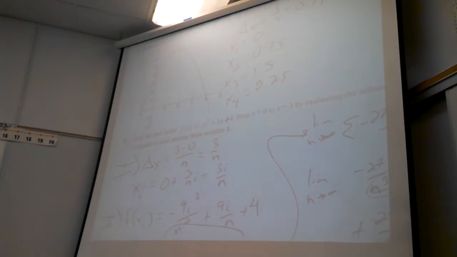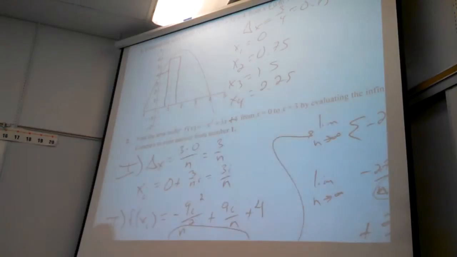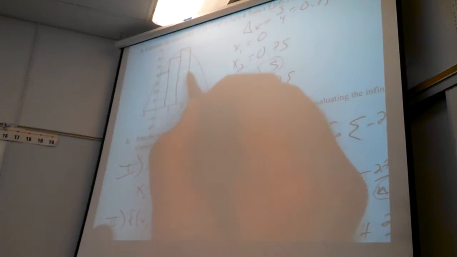Are you with me? So if you draw these in, now it's easier to draw these in. The first height is determined at 0 and it stops at 0.75. Bam. The next height is at 0.75 and it stops at 1.5. Bam. The next one is determined by the height at 1.5 and it stops at 2.25.